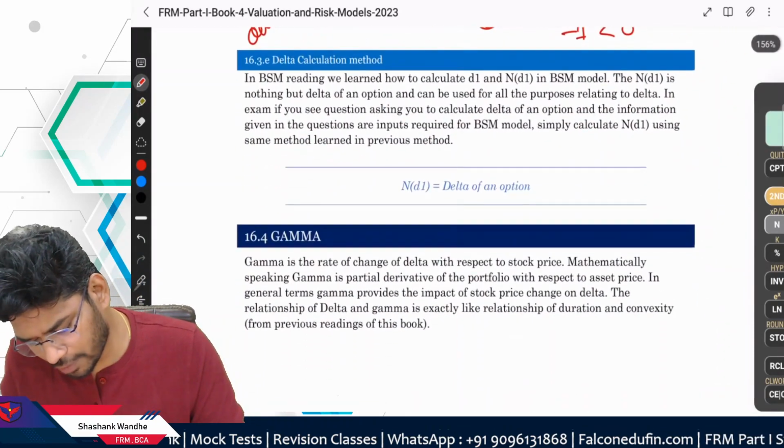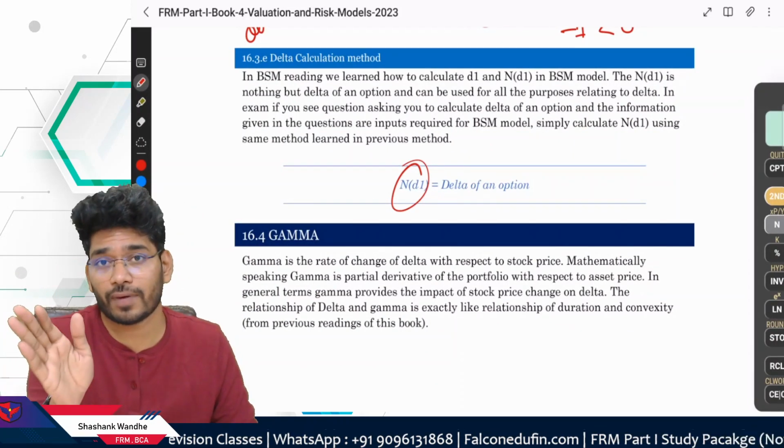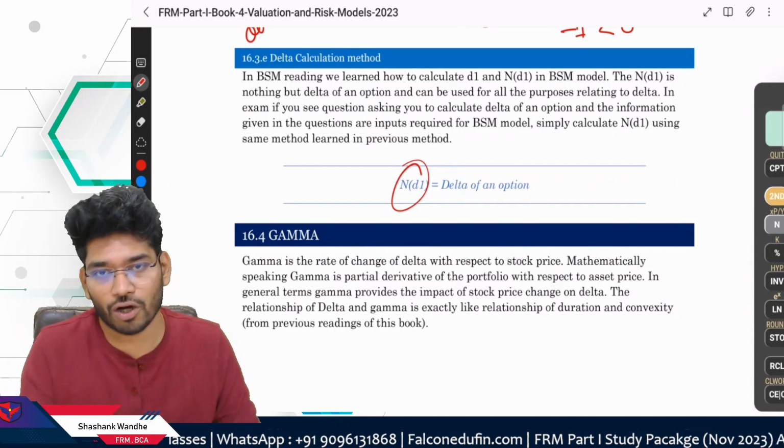Then the delta calculation method. If you are not provided direct information on the delta, and if GAP provides the N(d1), remember N(d1) is your delta of an option.